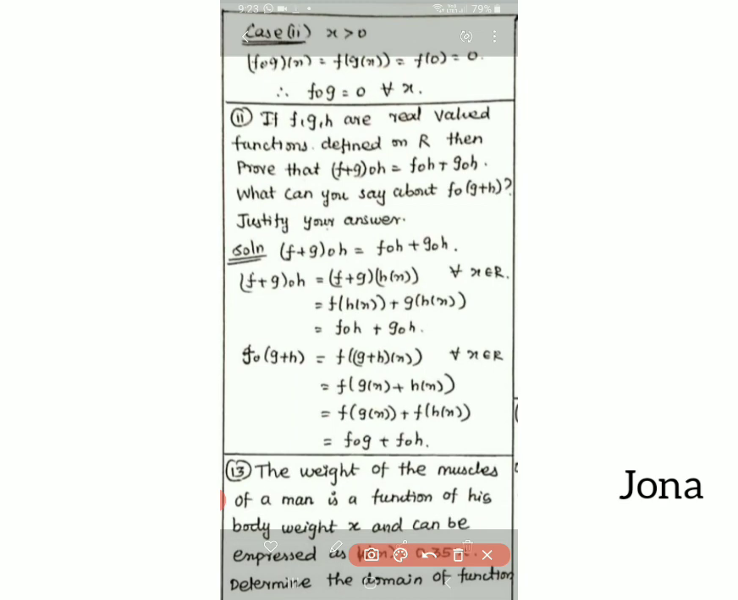What can you say about f dot of g plus h? Justify your answer. So we want to prove (f plus g) dot h equals f dot h plus g dot h. Let me take the left hand side, (f plus g) dot h. That h is nothing but h of x. Here that h is a function, so you have to take h of x.